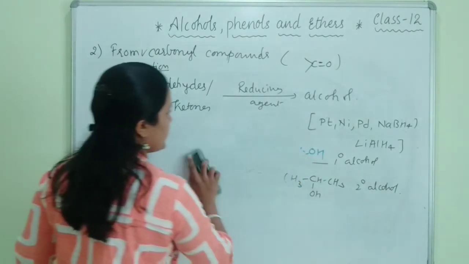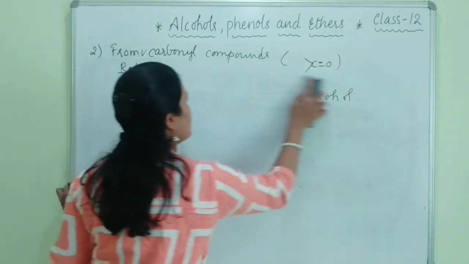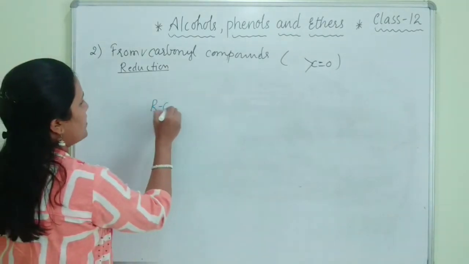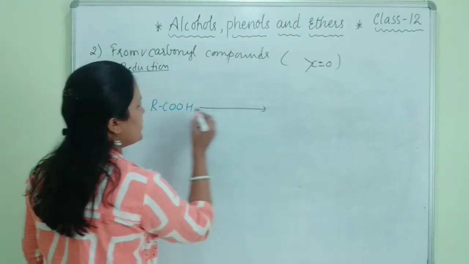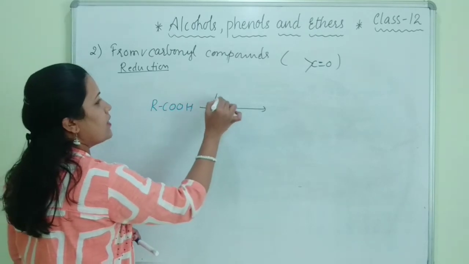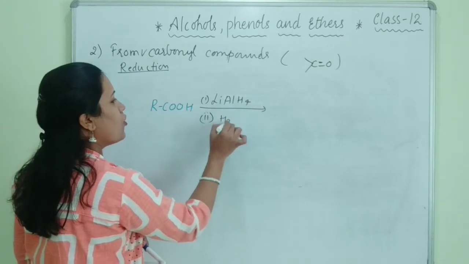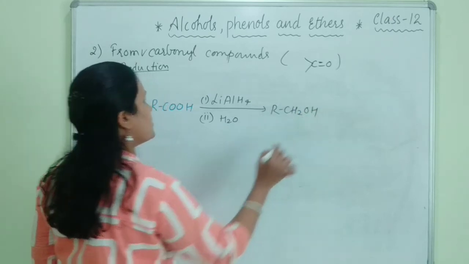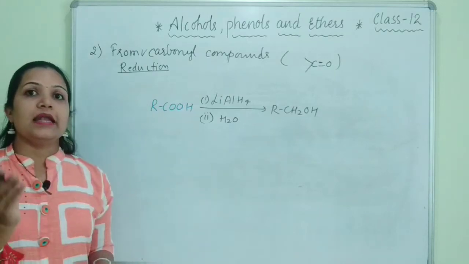Okay, now let's see how we can observe this for carboxylic acids and esters. Similarly, for carboxylic acids and esters we can use the same reducing agents. Carboxylic acid, that is RCOOH, reacts with LiAlH4 followed by hydrolysis, and we will get CH3CH2OH.